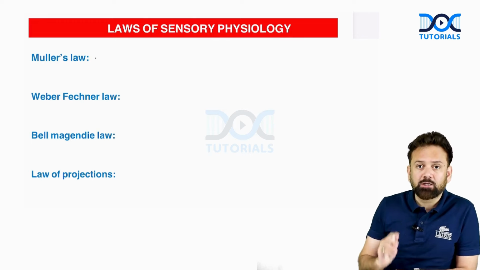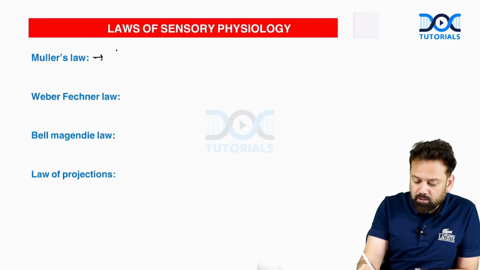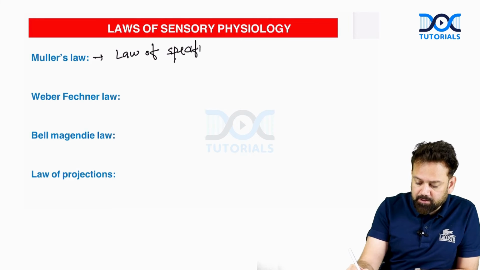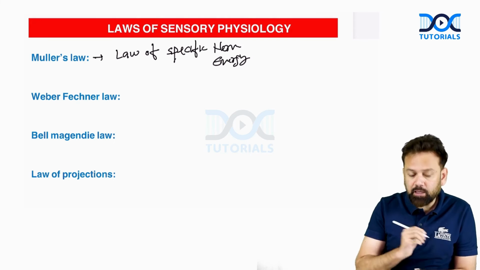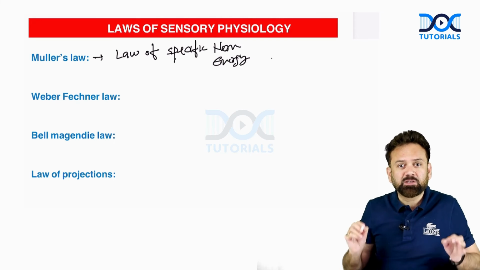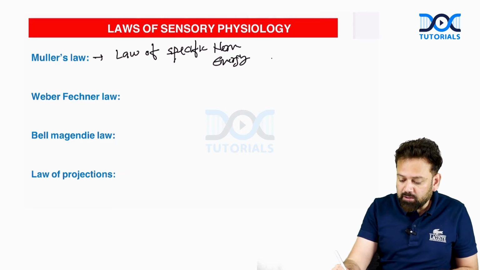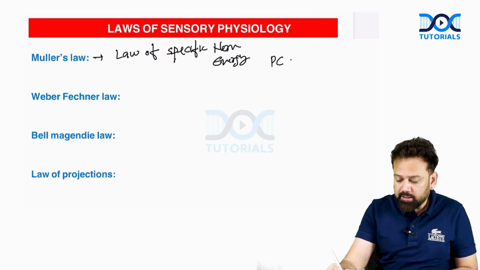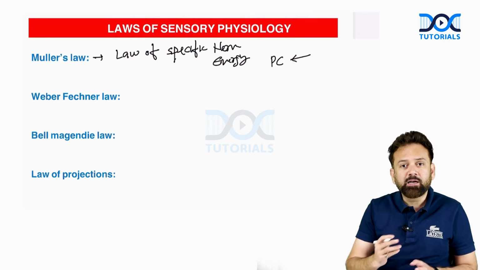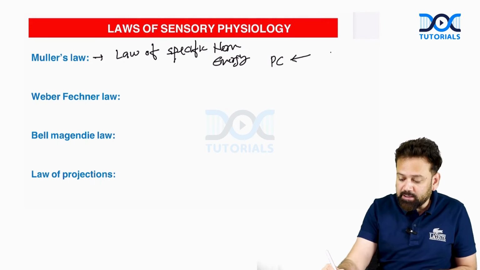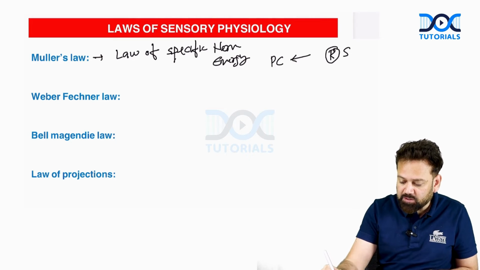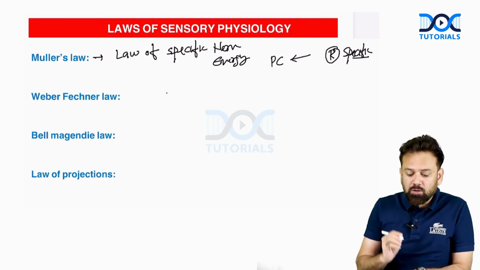Now coming to Muller's law. Muller's law is called the law of specific nerve energy. Okay, Muller's law. Every nerve is specific. Suppose Pacinian corpuscles are for vibration. Even if you touch Pacinian corpuscles, it will feel what? Vibration. So every receptor is specific. Every nerve is specific. It is called Muller's law.